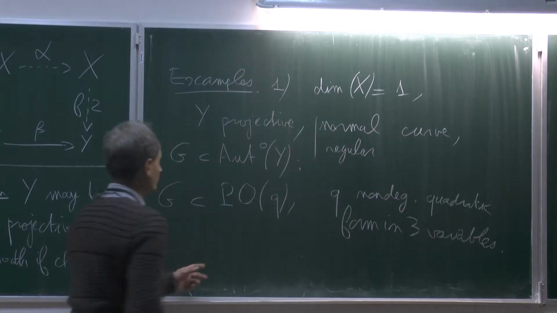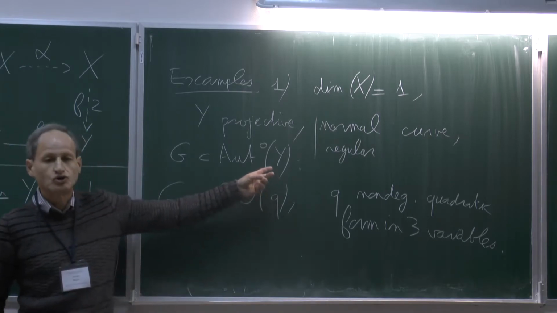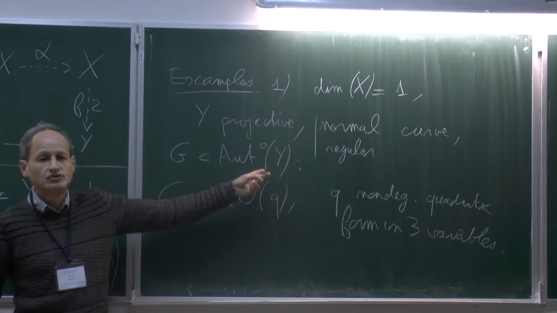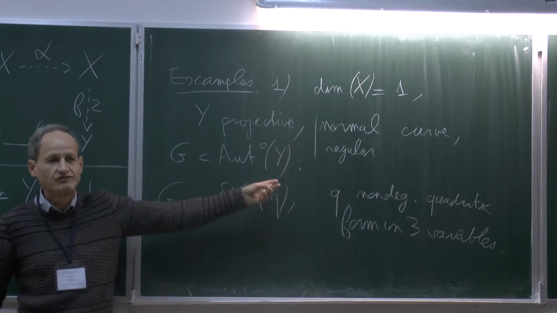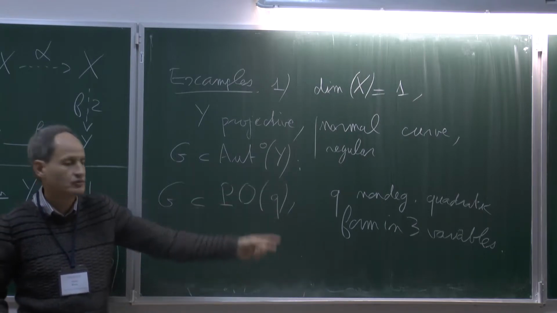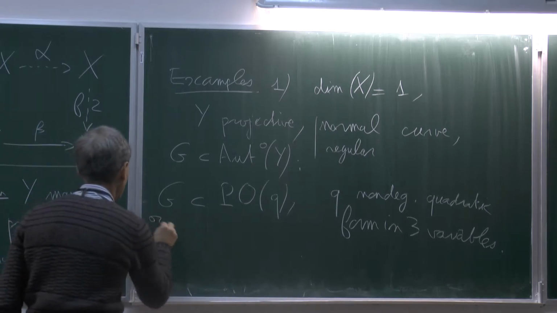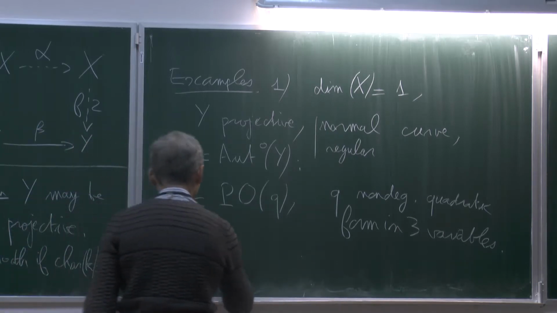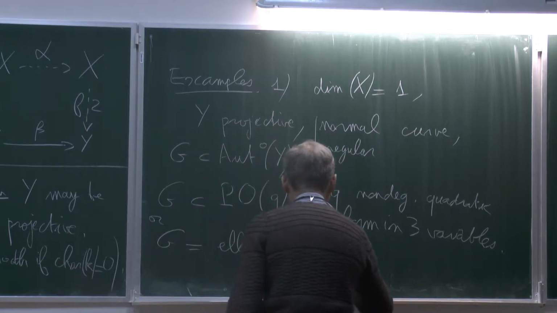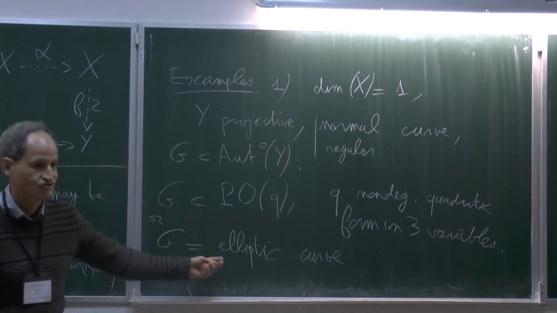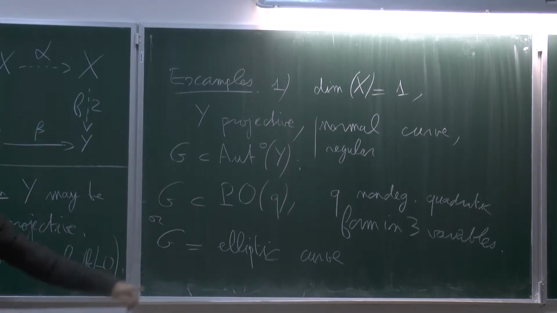This comes from the curve Y being a conic. Since you are over an arbitrary field, maybe your curve has no point at all. So you think of the projective line if you're used to an algebraically closed field, but here it's just a conic. So you get this. Or G could be an elliptic curve, and then the curve is the same as G. The curve is also G.